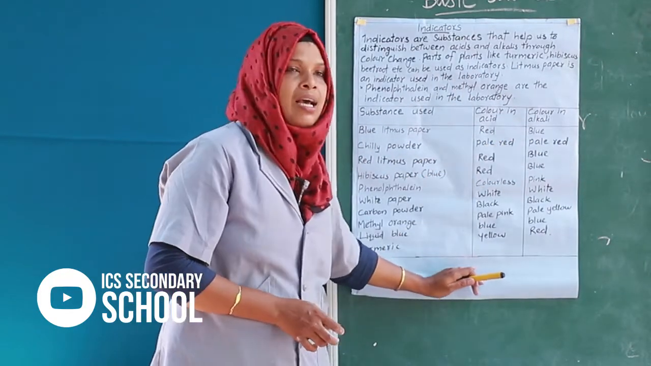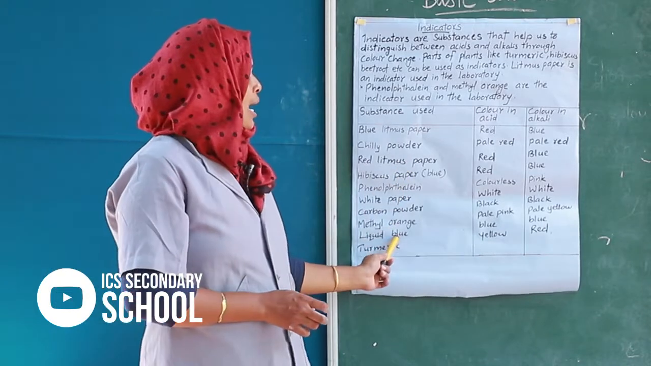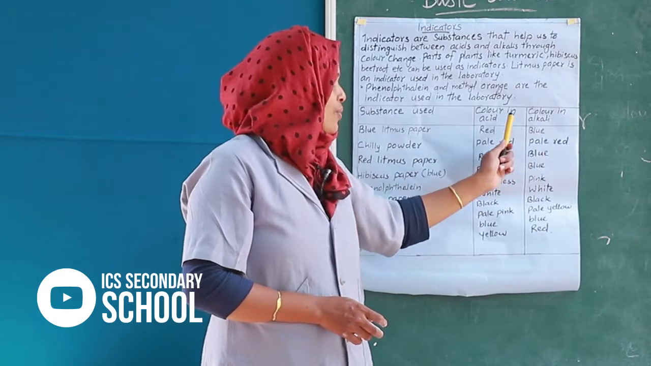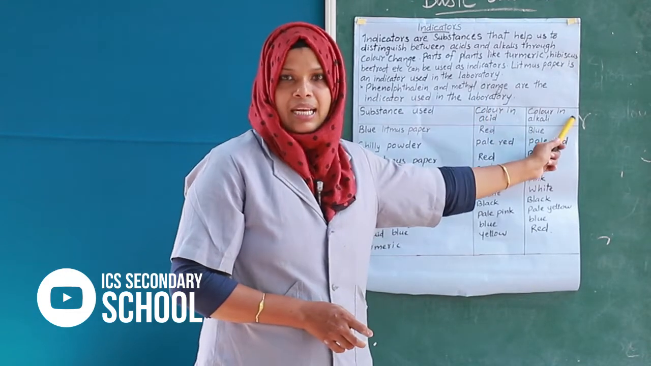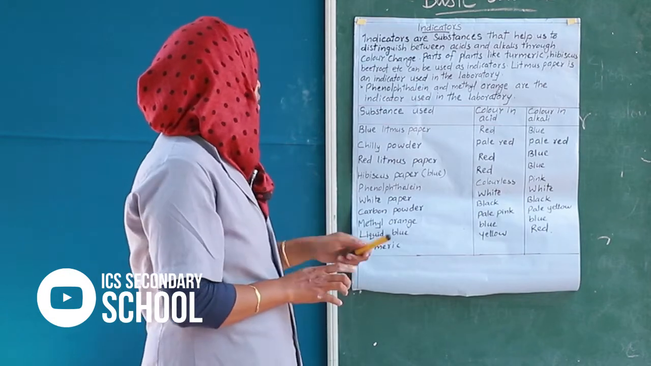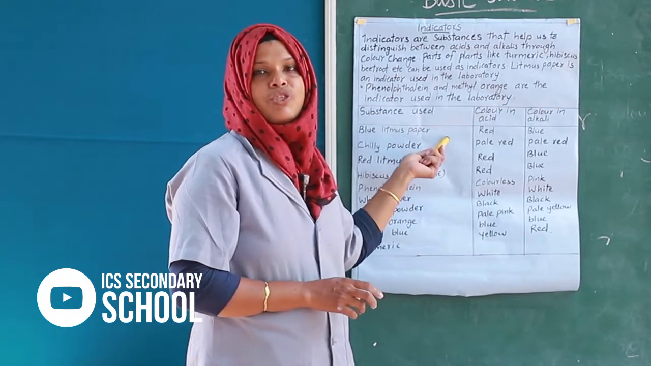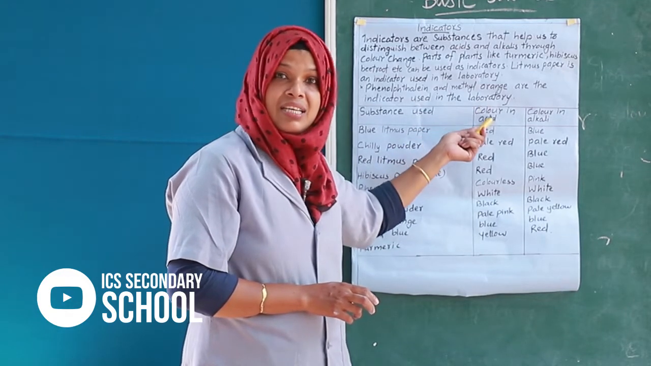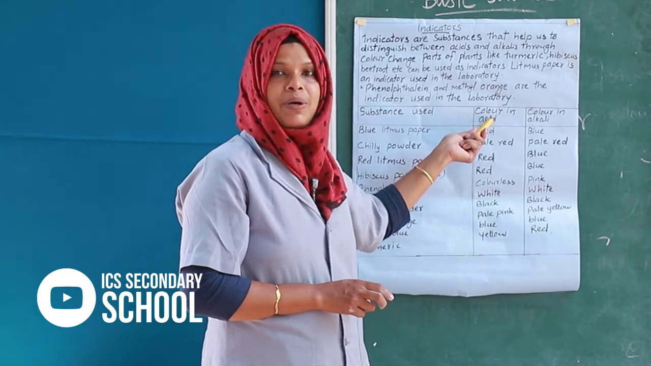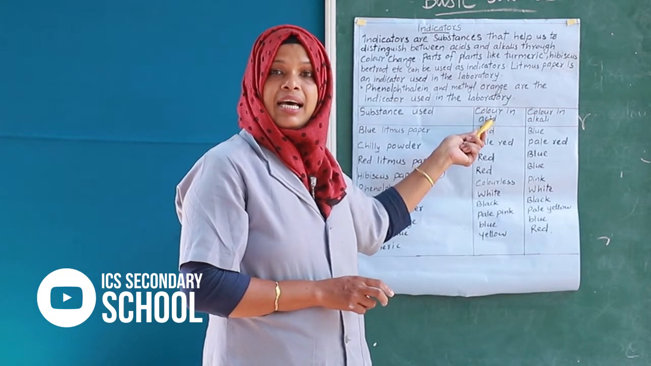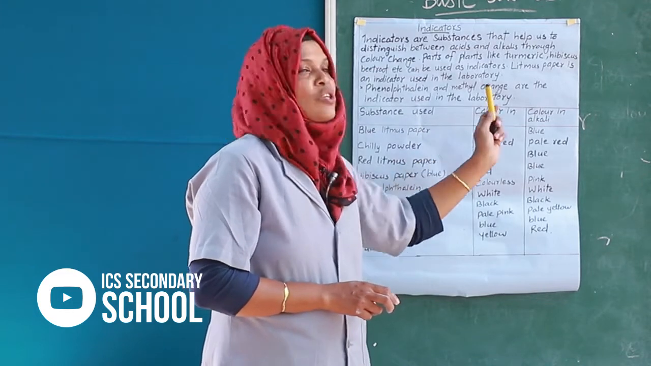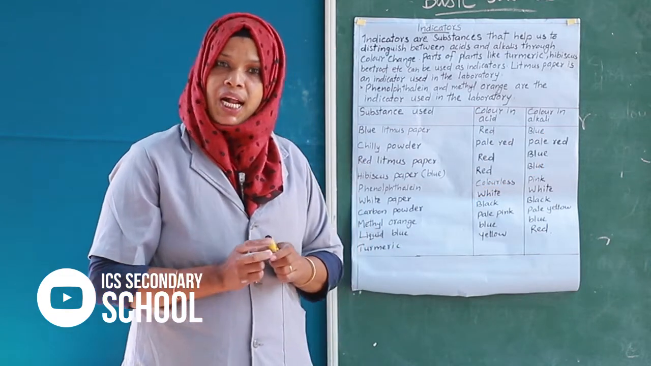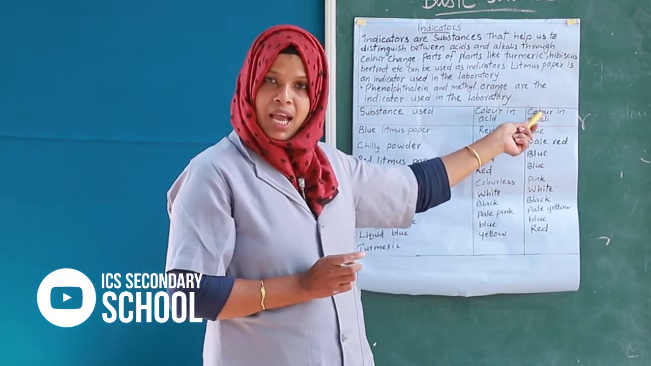Okay. Next, some substances are given for you, and identify the color change in acids and alkalis. First one is blue litmus paper. Its color in acid is red. Blue litmus paper changes its color to red, and there is no color change in alkali. Its color is blue in alkali.